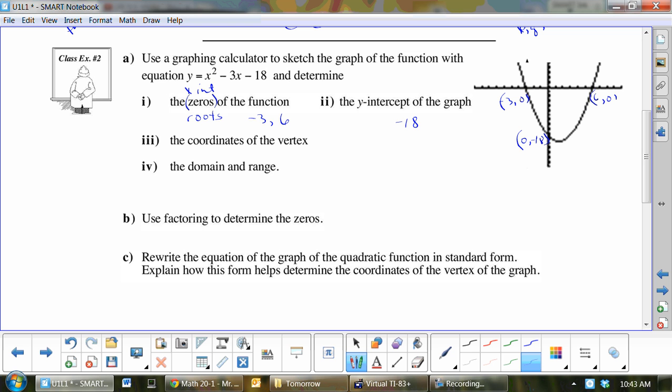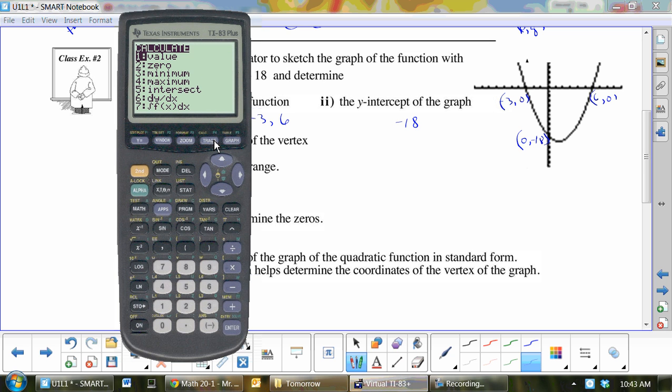The next thing is the vertex. Now, if you go here and you hit second trace, there is no vertex. But vertex on here would be the minimum, okay? It is the smallest value on this. Whenever you're doing quadratics, there will be a maximum or a minimum. So all you have to do is get to the left side, right, hit left bound. And again, the closer you are, the better answer it gives, and you get this. 1.500011, right?